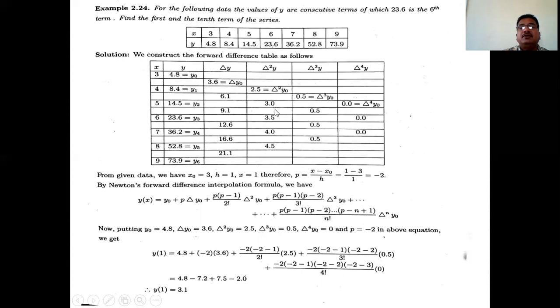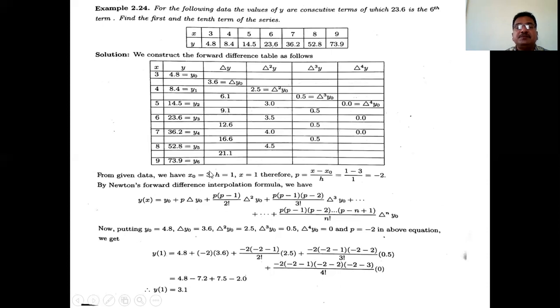We know how to prepare the forward difference table: this minus this at this place, and this minus this at the next place. 3.5 minus 3 is 0.5, 4.5 minus 3.5 is 0.5, 4.5 minus 4 is 0.5. So there is no need to find the further terms; if you do, all the entries in those columns are 0. Then we are going to use Newton's forward difference interpolation formula. In this formula the first point is important, here the notation x naught. We can write A in our notation, so convert this problem into our notation.